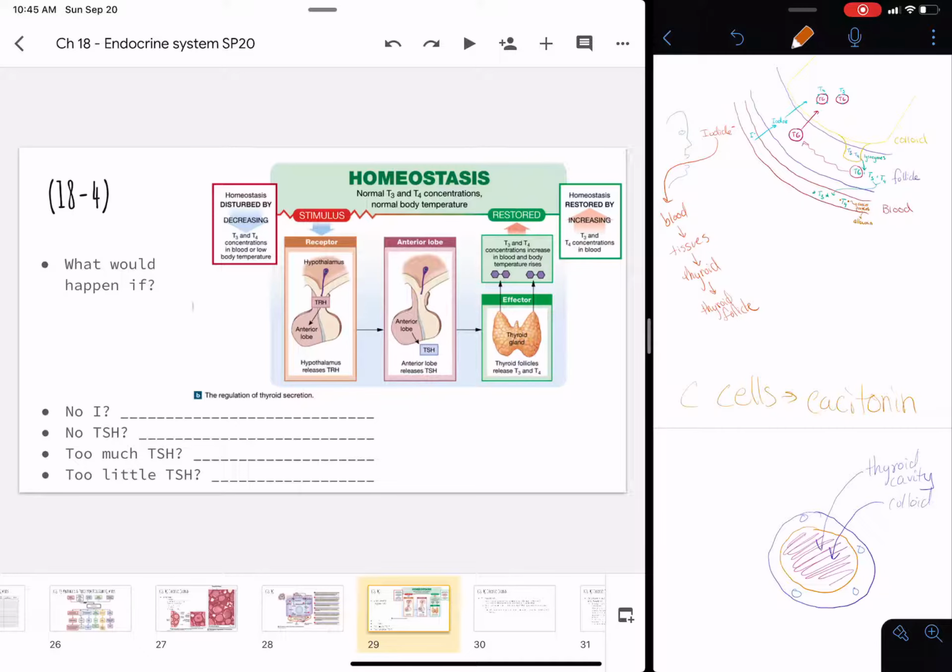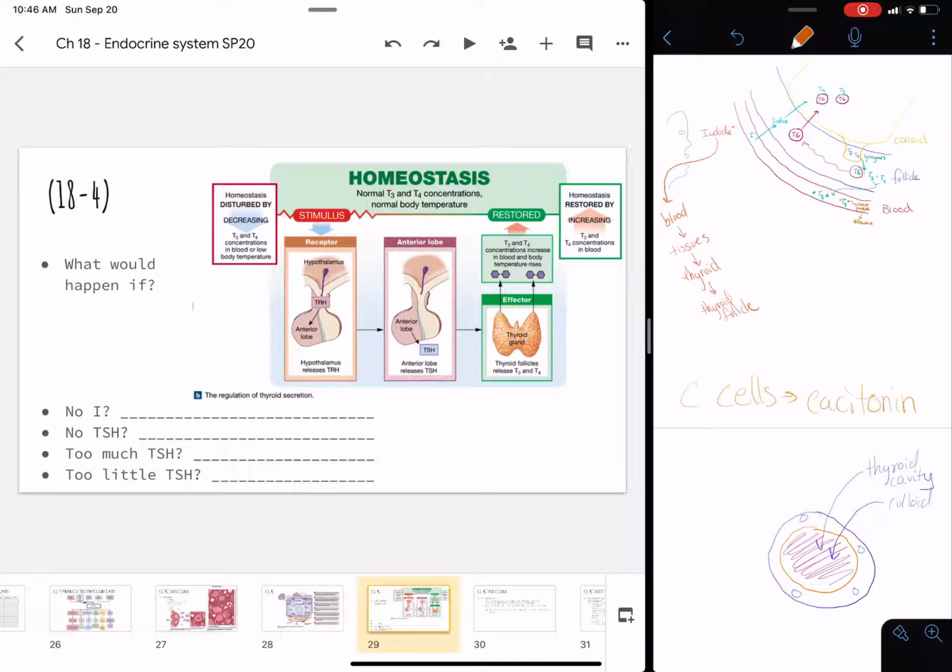So now let's think about what would happen if we put the normal person through a couple different scenarios. So what if the person didn't have any iodine in their body? They didn't ingest any of it. What would happen to T3 and T4 levels? Would they increase or would they decrease? Well, they would decrease because we need iodine to make T3 and T4 to begin with. So if we don't have any of that, we won't be able to make T3 and T4. And if we don't make enough T3 or T4, the hypothalamus is going to go, oh my gosh, we don't have enough T3, T4. We need to make more T3, T4. So then the rate of TRH and TSH production is going to increase dramatically.